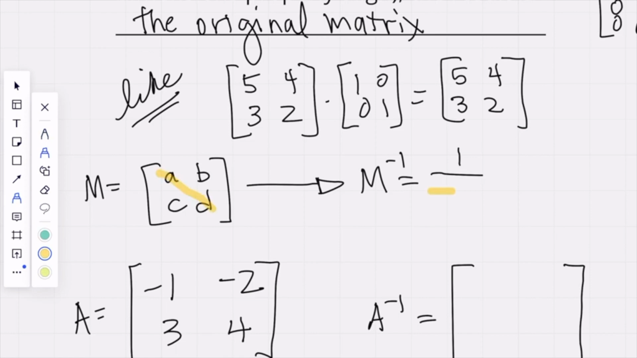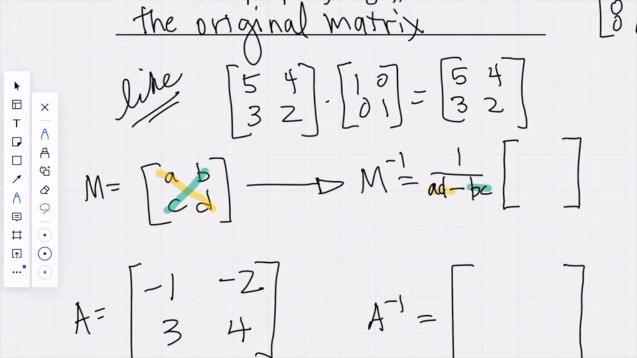All right, we're going to multiply AD, and I'm going to subtract BC. All right. Okay, so I'm going to take A times D, subtract B times C, and then I'm going to multiply that by every entry in this matrix.